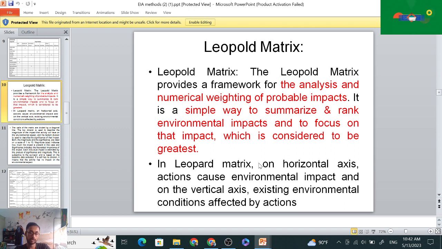The Leopold matrix provides a framework for analysis and numerical weighting of the probable impacts, and it is a simple way to summarize and rank the environmental impacts and focus on that impact which is considered to be greatest. In the Leopold matrix, on the horizontal axis, actions cause environmental impact, and on the vertical axis, existing environmental condition affected by the action.